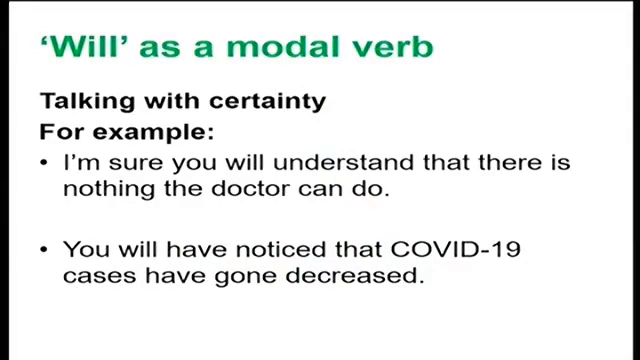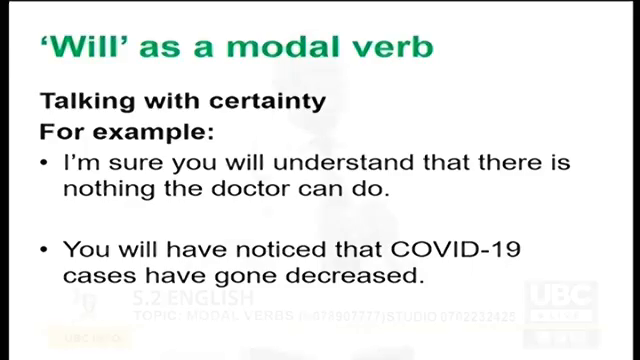Another instance where we can use will as a modal verb is when we are talking with certainty. Certainty means when you are sure about something. For example, I'm sure you will understand that there is nothing the doctor can do. Here I am certain, perhaps because of the health condition of the patient, that there is nothing the doctor can do. So there, will has been used to show certainty.